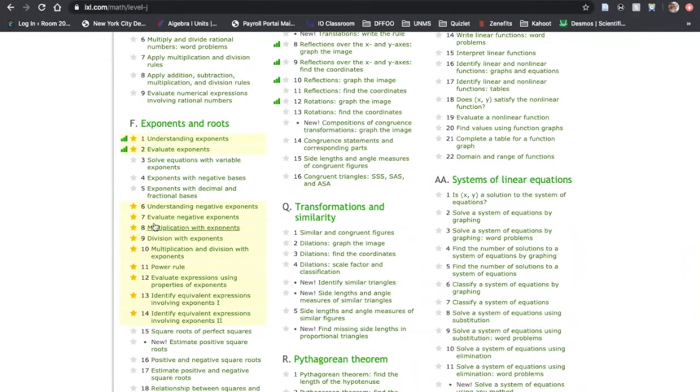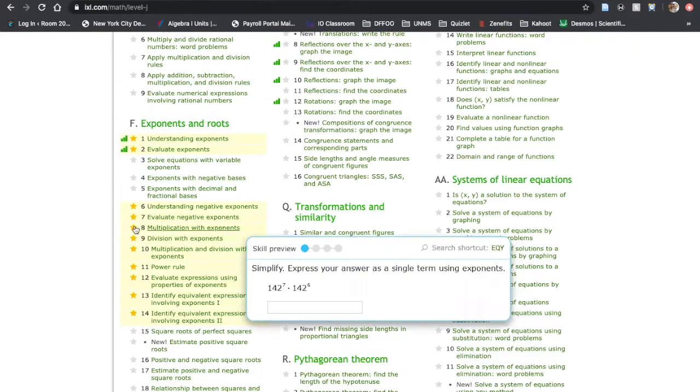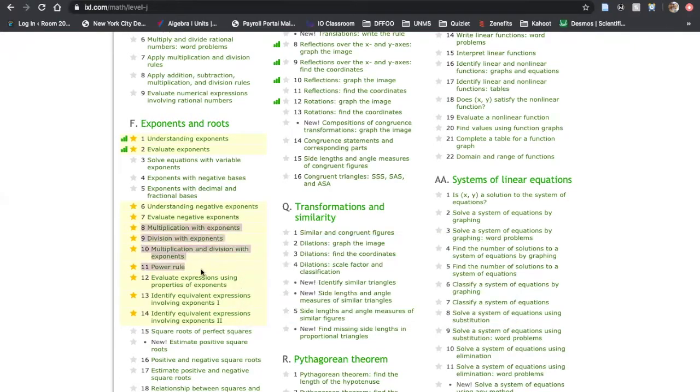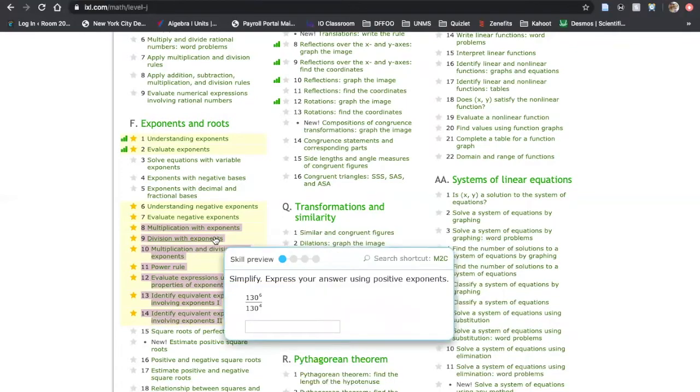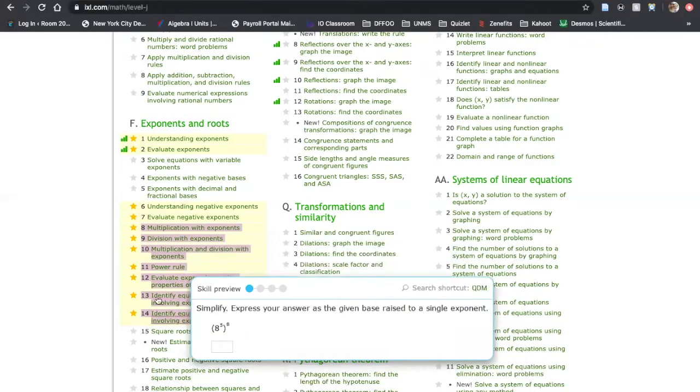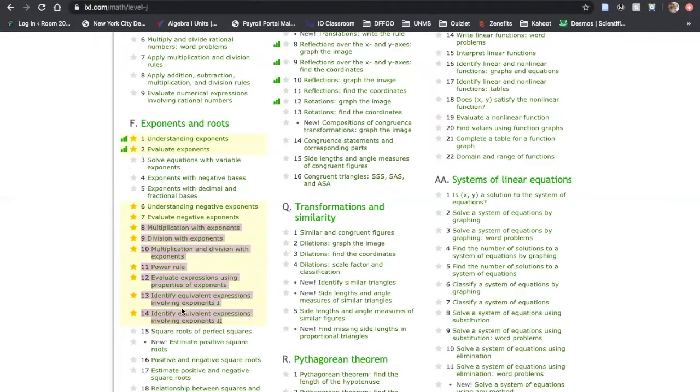You're going to work on the highlighted skills, right? 6 and 7 were the ones that we worked on yesterday. For today, you're working on these 7 skills, right? You do not have to work on them in order, right? If you feel like you really understand multiplication, you want to practice some division instead, that's fine. If you want to practice the power rule, you don't have to work on them in order. The point is just I want you to figure out what works best for you, all right?